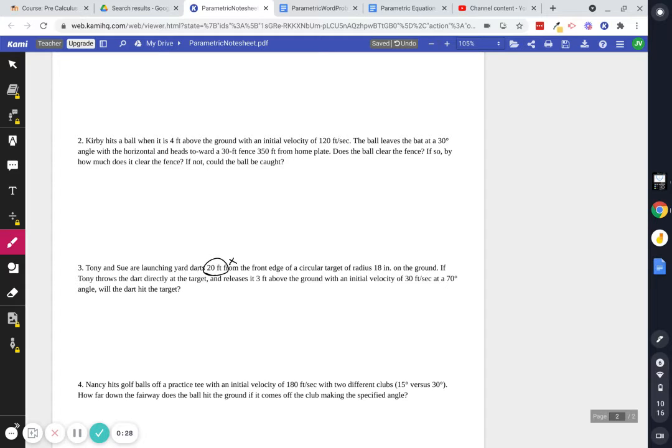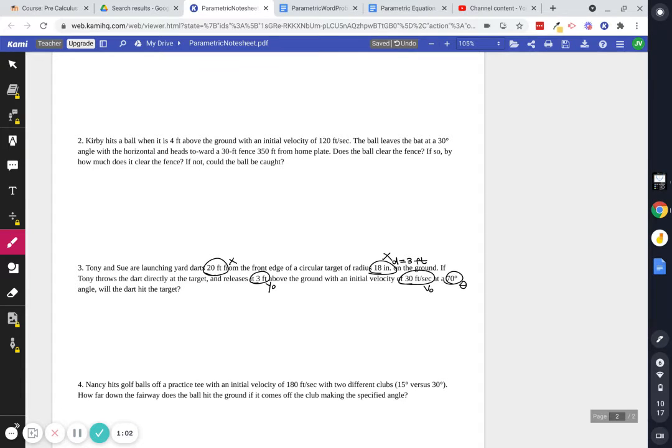The radius is 18 inches, which would mean a diameter of 3 feet, and that might be helpful for our horizontal distance later. So far, though, that hasn't told me much in terms of all these formulas we have. If Tony throws the dart directly at the target and releases it 3 feet above the ground, that's our initial height. That's when it leaves his hand and it's now a projectile and not just a thing in his hand. With an initial velocity, we know that's going to be helpful, at a 70-degree angle, kind of a steep angle. Will the dart hit the target?